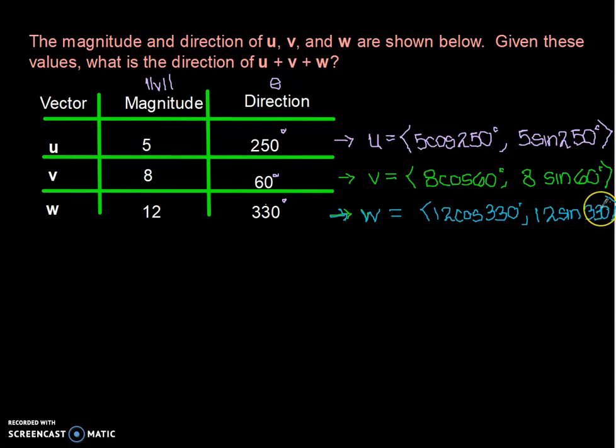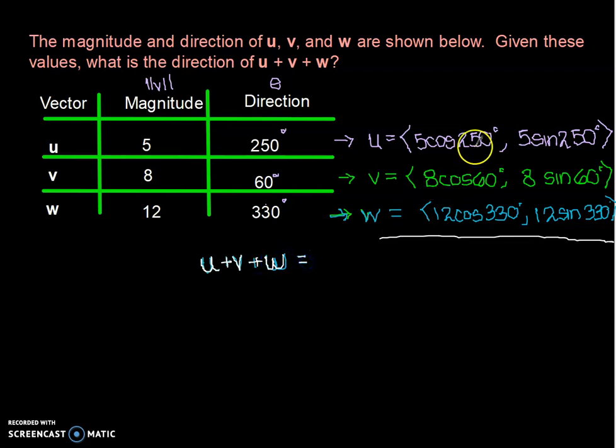Okay, so given the magnitude and direction, the first thing I'm going to do is just find the sum of these three vectors, meaning u plus v plus w. Remember, in vector operations, you can only add like terms. So meaning you can only add the x values together and you can only add the y values together. So vector u plus v plus w, make sure you have your calculator ready.